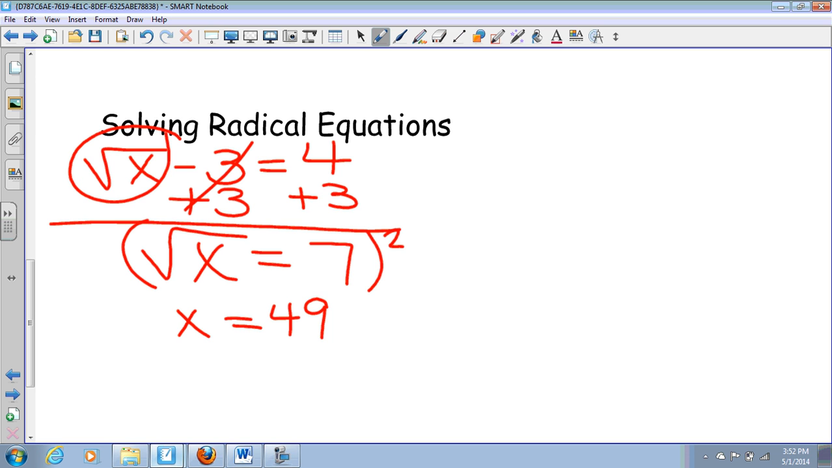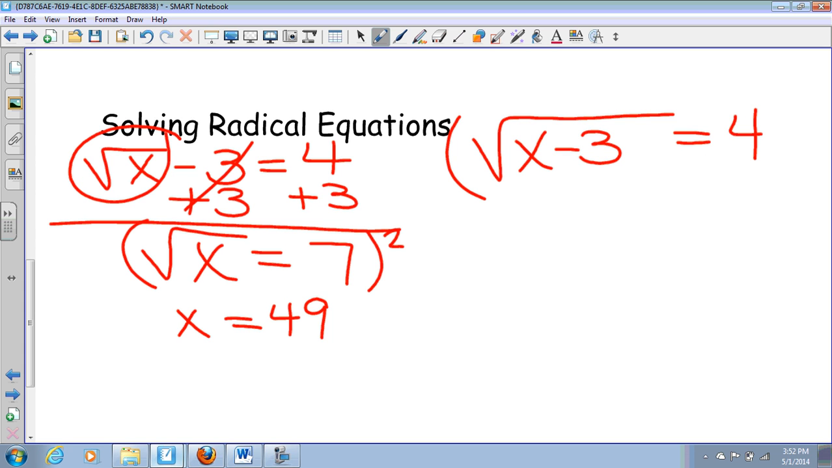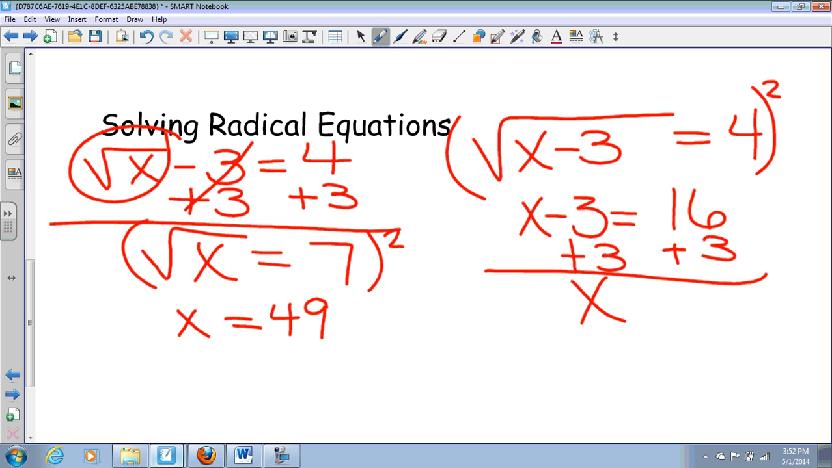Now, sometimes we might have the entire expression under the radical. If that is the case, then we need to first begin by squaring the equation. So then we result with what was under the radical: x minus 3 equals 16, because 4 times 4 is 16. Then I add 3 to both sides, so x, in fact, equals 19. Then we can substitute that in and say, is 19 minus 3, which is 16, so is the square root of 16 4? And in fact, it is.